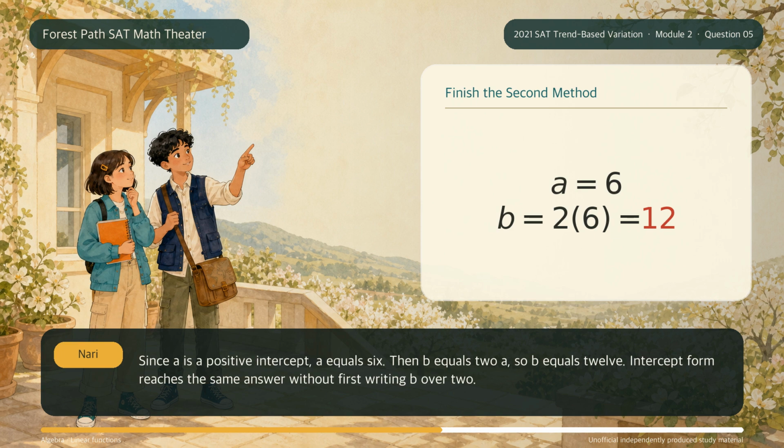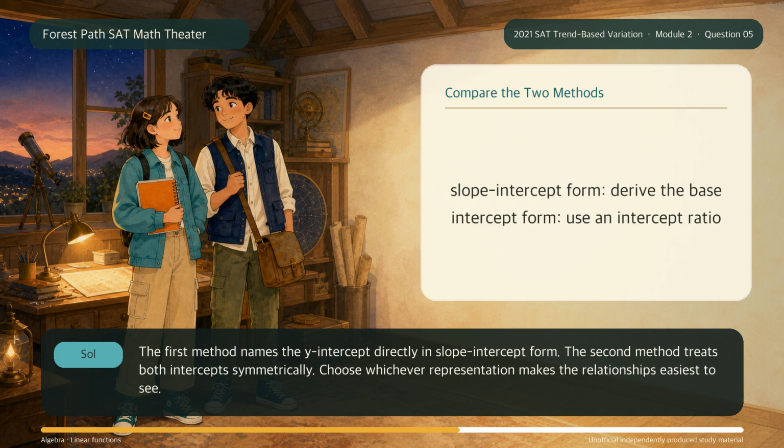Intercept form reaches the same answer without first writing b over 2. The first method names the y-intercept directly in slope-intercept form. The second method treats both intercepts symmetrically. Choose whichever representation makes the relationships easiest to see.